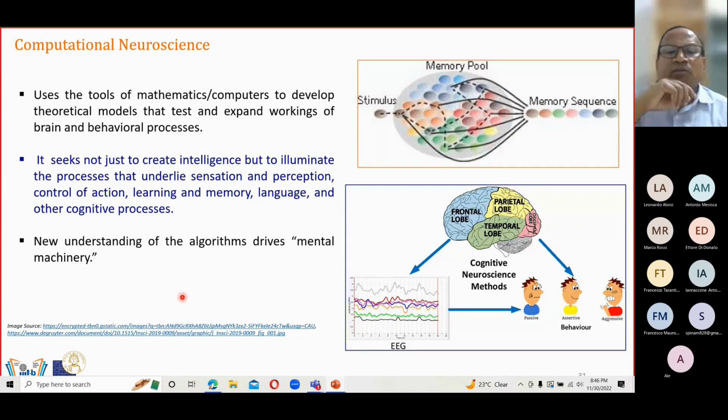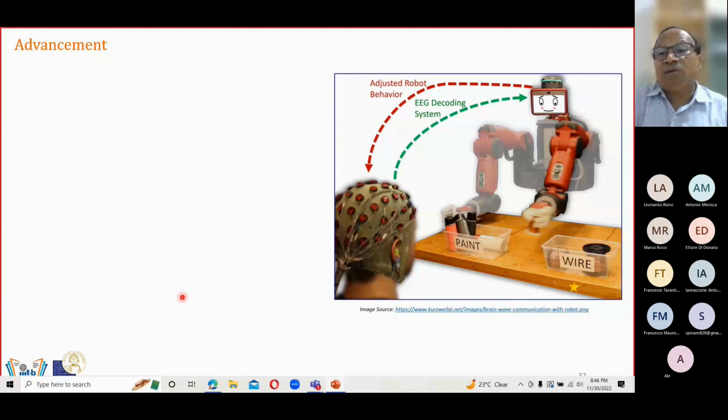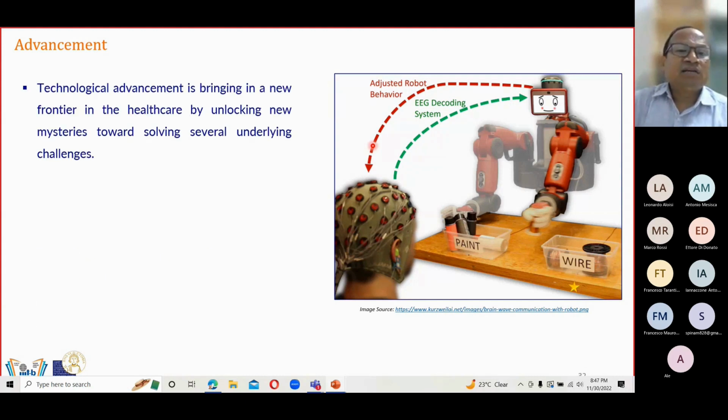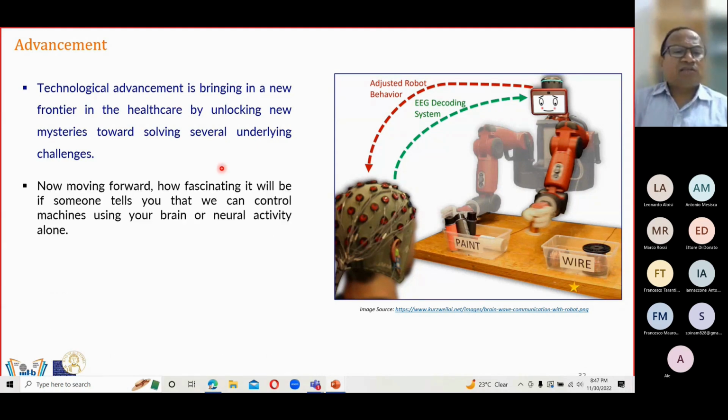A new understanding of algorithms drives mental machinery, right? These all areas are covered under computational neuroscience. I was talking about the advancement of technology. Look at the diagram of adjusted robotics behavior, where you can control the behavior of a robot with your mind. So with EEG system decoding, the robots can adapt to your thought and your thinking. The technologies advancing in that area are bringing a new frontier in healthcare by unlocking new mysteries towards solving several challenges.